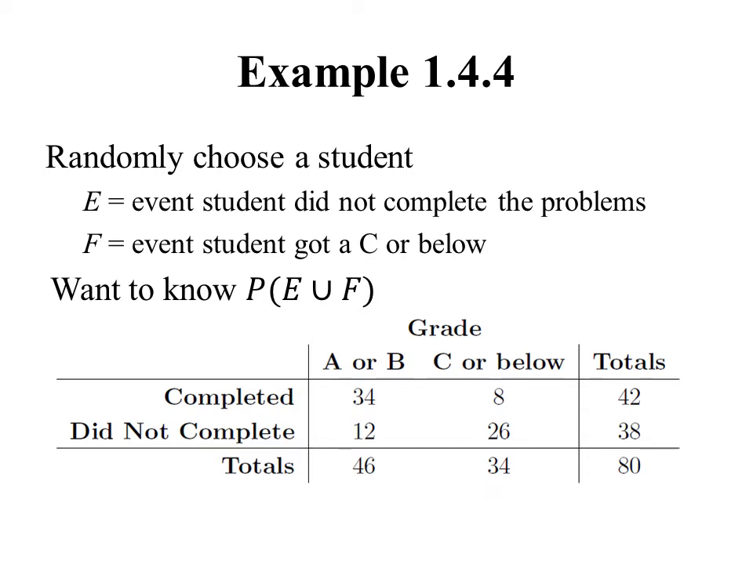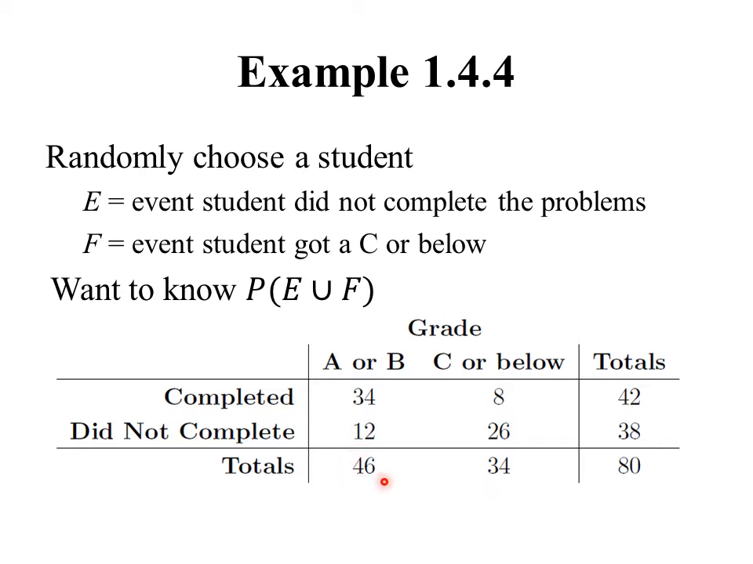So what we have here in this table at the bottom is the results from a professor who gives his students some review problems to do before a test. Hey, that sounds kind of familiar. And each student either completes the problems or did not complete the problems. And this table tells us that 42 students completed the problems, 38 students did not complete, for a total of 80 students. Okay?